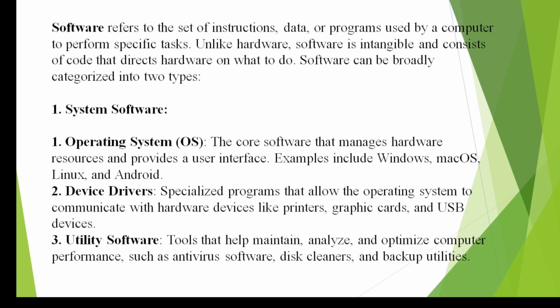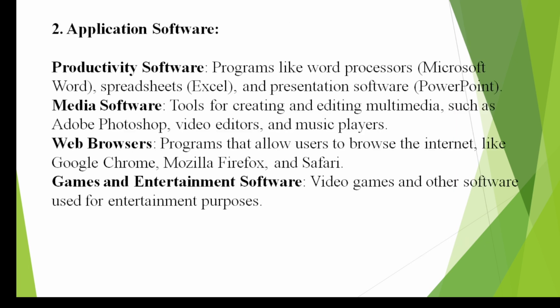Software. Software refers to the set of instructions, data, or programs used by a computer to perform specific tasks. Unlike hardware, software is intangible and consists of code that directs hardware on what to do. Software can be broadly classified into two types. First is system software and the second is application software.